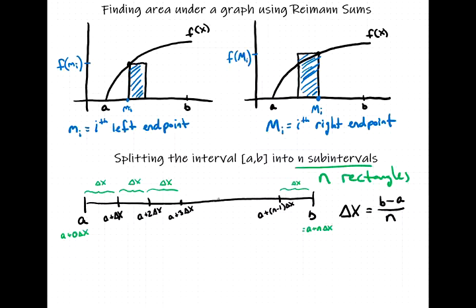So let's say somewhere over here, there's a subinterval. And so we're going to call this left endpoint the lowercase m sub i, and the right endpoint, this is going to be the uppercase M sub i. And that's what we want to focus on here. What is a formula for the left endpoint? What is a formula for the right endpoint?